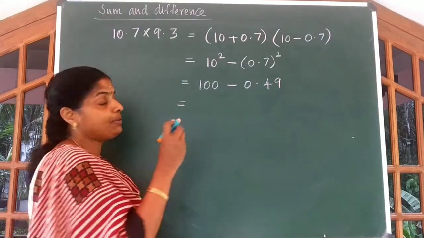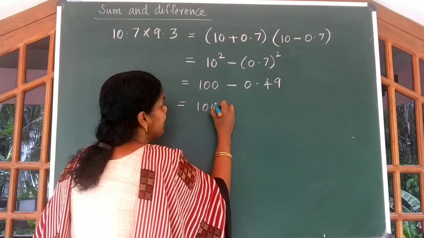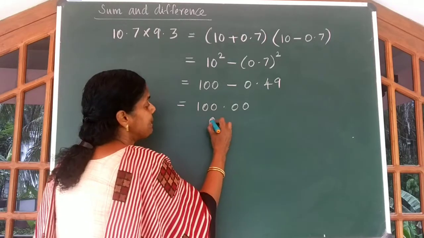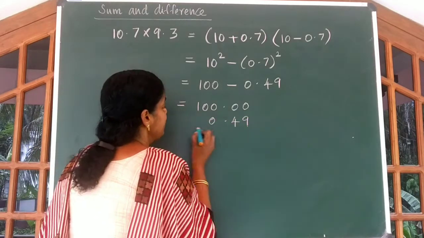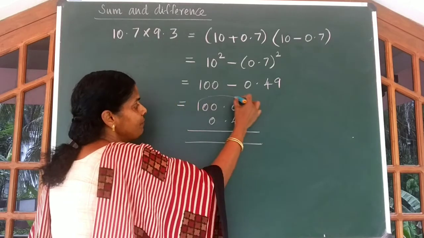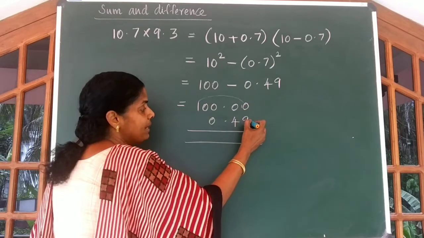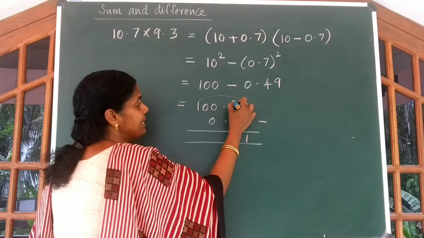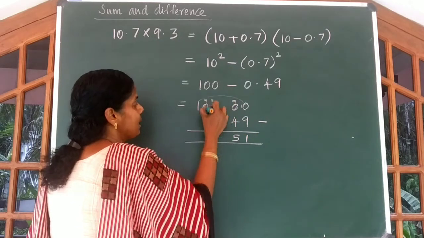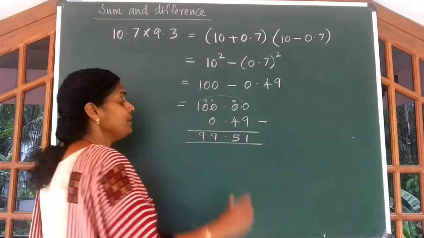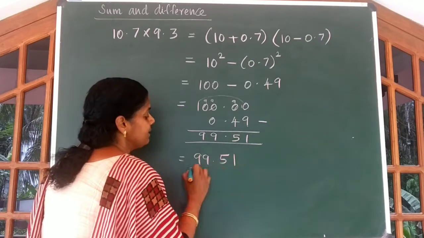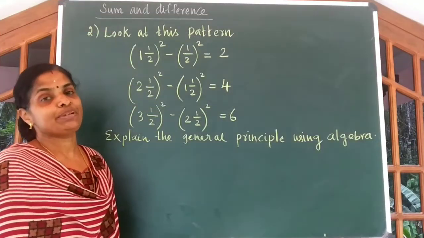I will show you how to subtract. 100 can be written as 100.00, from which you are going to subtract 0.49. So when you subtract, from 0 you cannot subtract, borrow from here, so you get 10 minus 9, 1. Here you get 9, 9 minus 4, 5. Here the number will be equal to 9 and this is also 9. So our answer is 99.51.